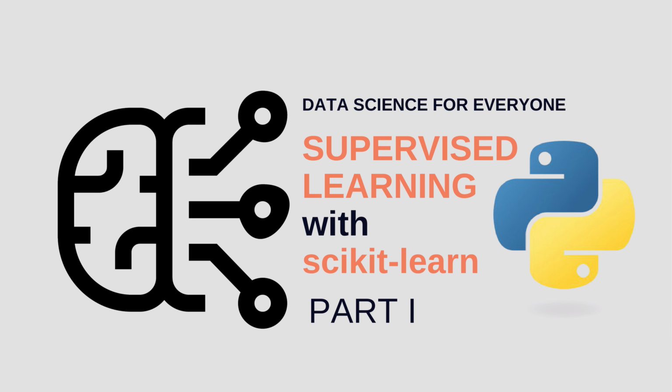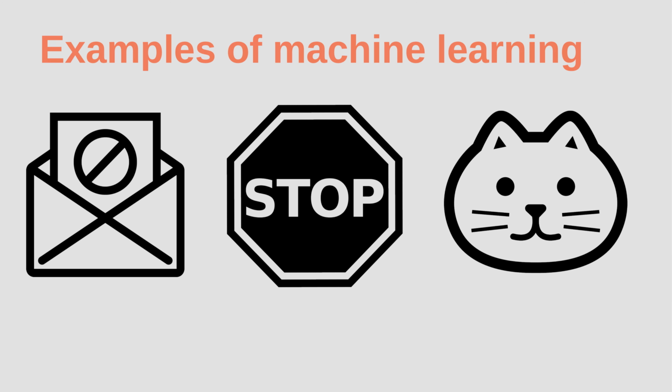So, what is machine learning? Machine learning allows computers to make decisions based on data without being explicitly programmed for every task. For example, supervised learning can be used to predict whether an email is spam or not based on its content and sender. It can also be used in self-driving cars to recognize traffic signals or in image classification tasks like distinguishing between pictures of cats and dogs.